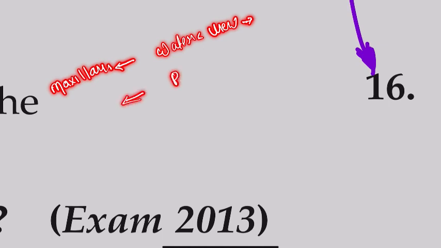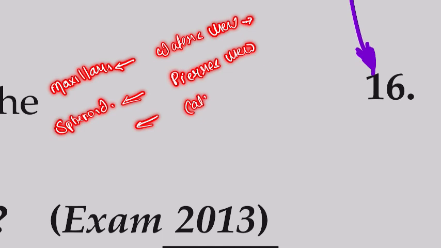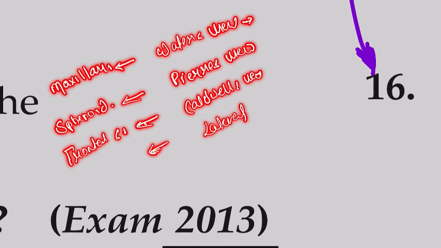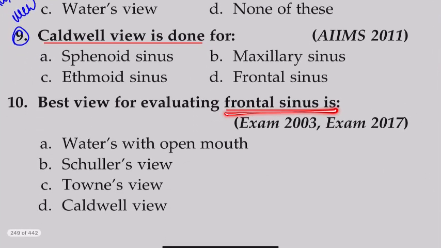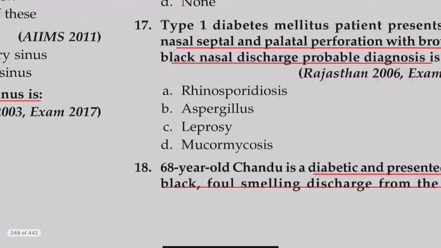The modified open-mouth Waters view, that is Pierce view, is used for the sphenoid sinus. Caldwell's view is used for the frontal sinus. The lateral view is the view in which all sinuses are seen including posterior ethmoidal, mainly used for the ethmoidal sinuses. The best view for evaluating the frontal sinus, as I have already said, is Caldwell view.